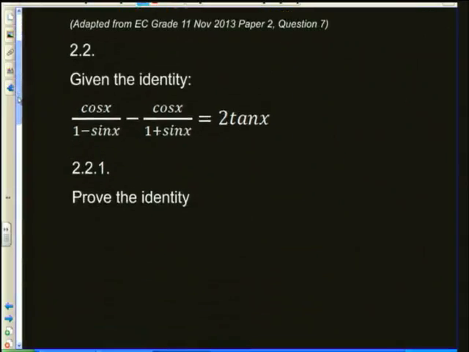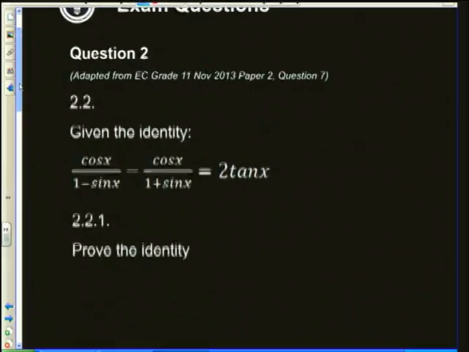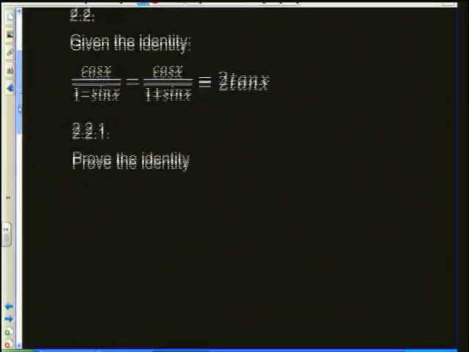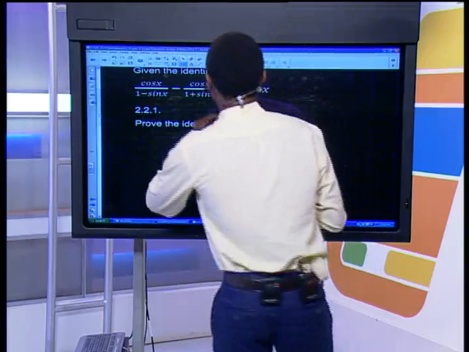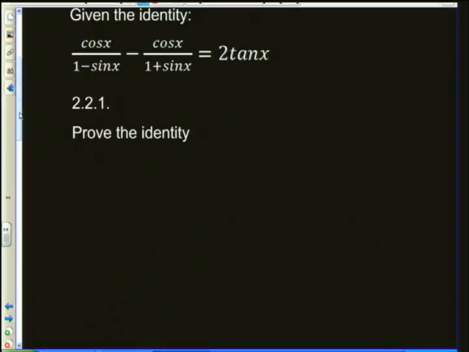We're moving on to question 2.2. Again, they give us that identity. We now need to prove that the left-hand side is equal to the right-hand side. All you need to do is take the left-hand side and play around with it until it looks like the right-hand side, or the other way around. In that case, you will have proven that the identity is indeed true. It looks like more work needs to be done on the left-hand side here.